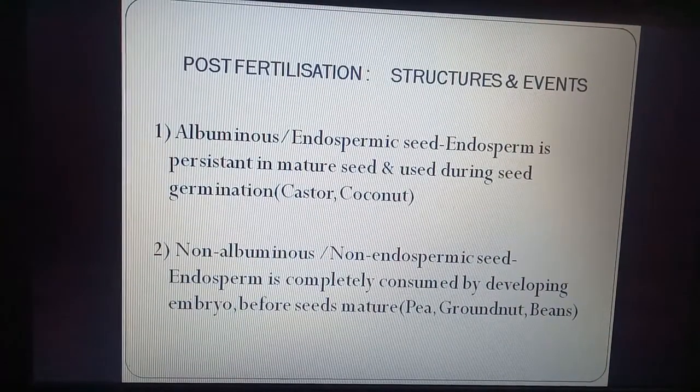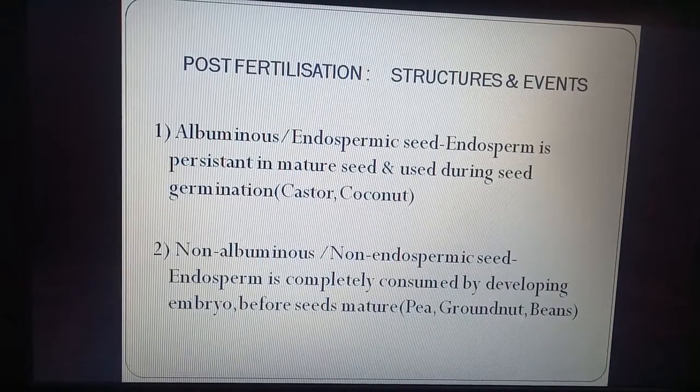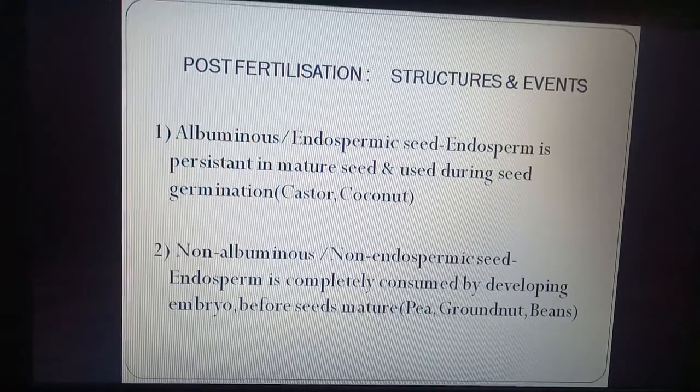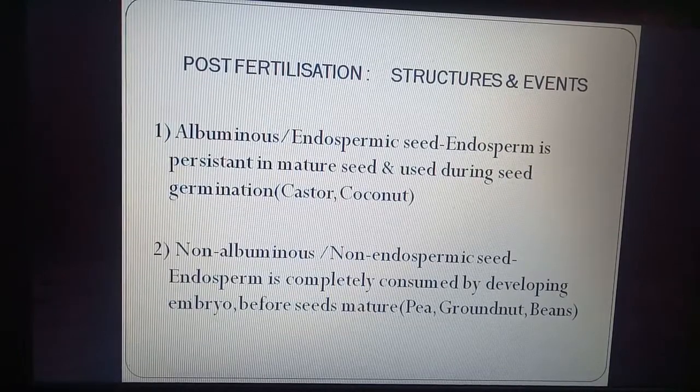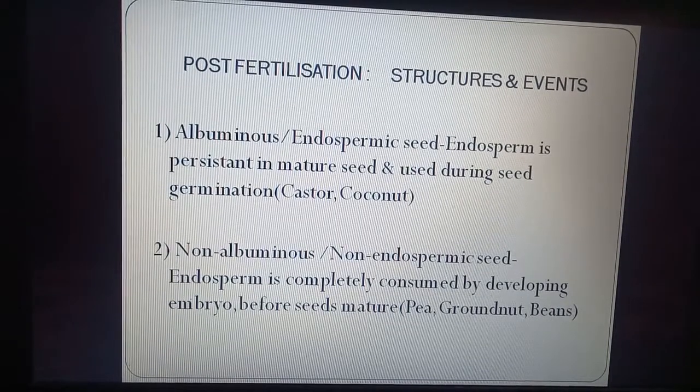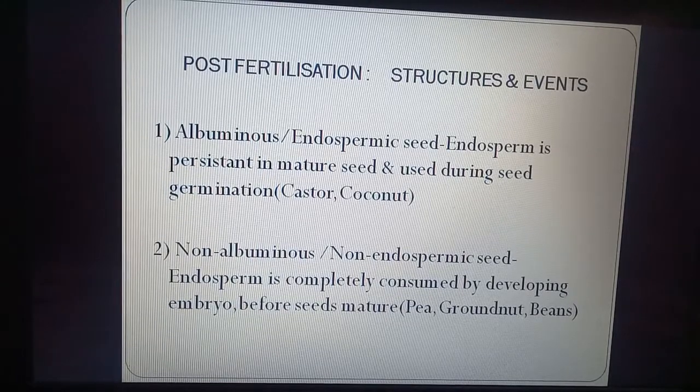Now the seeds are of two types according to the presence of endosperm on maturity. Albuminous or endospermic seed, as the name suggests, has endosperm persistent in the mature seed. The endosperm remains in the mature seed because it will be used during seed germination in future. Examples are castor and coconut. We just saw that in coconut there is endosperm present in the mature fruit.